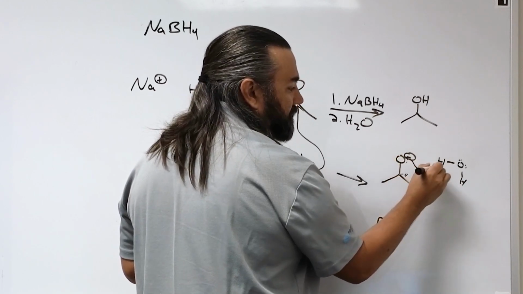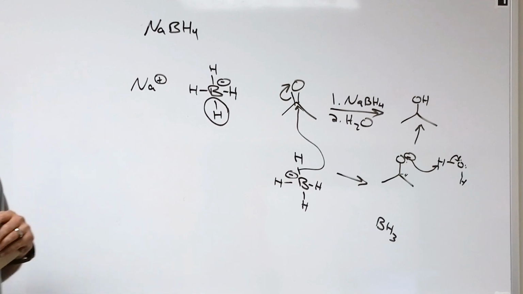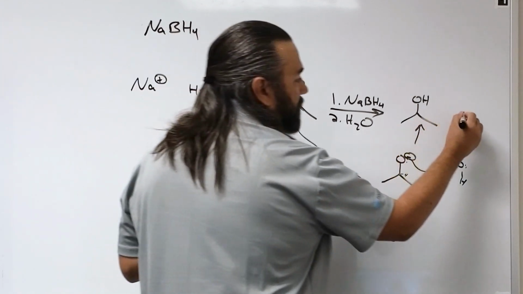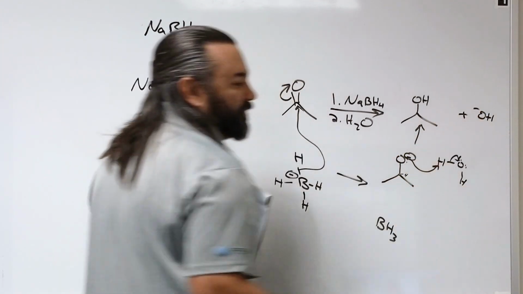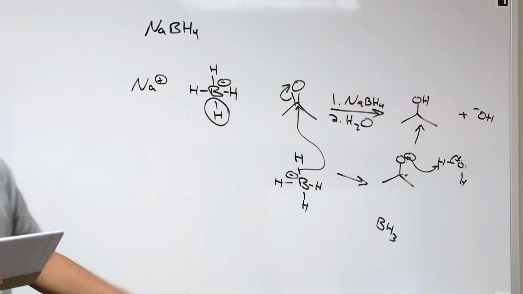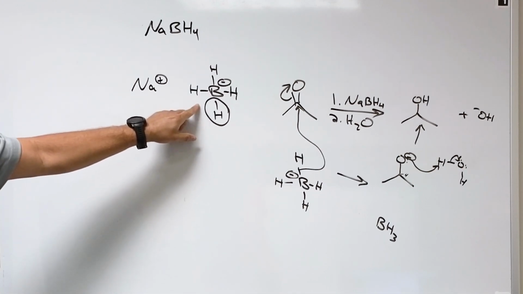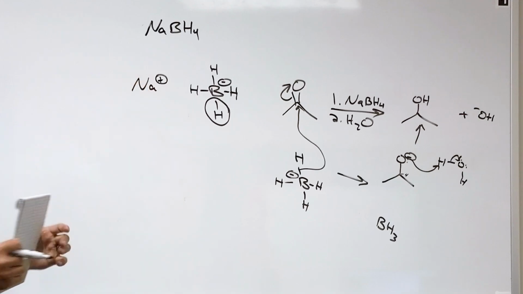the electrons on the oxygen get protonated by the water and leave you with your isopropyl alcohol, and technically you have OH minus floating around as well, right? This is common organic chemistry, sophomore level organic chemistry, happens all the time. The key takeaway here is that you need a hydride donor. In this case, sodium borohydride.